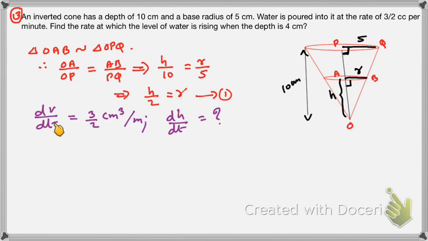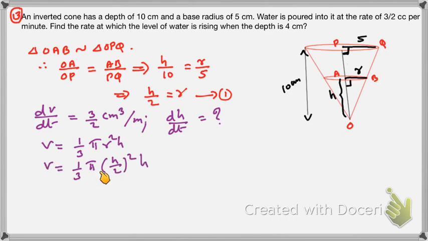Now I need to establish a relationship between V and H. V is equal to 1 by 3 pi r squared h. That's the relation between V and H. But we see that R is also appearing, and R is also a variable. So I cannot have R in here because I wanted only a relation between V and H. So I go back to equation number 1 where I found R is equal to H by 2. I'm going to plug in that value here. R will be replaced by H by 2 from equation number 1, because I wanted only a relation connecting V and H.